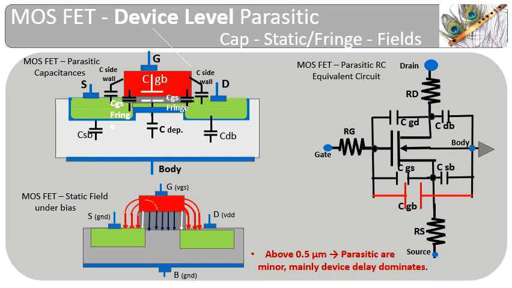Substrate coupling introduces noise and crosstalk between nearby devices on the same chip. Junction capacitances between diffusion regions and the substrate increase with area and doping. Leakage currents through the body diode and gate oxide degrade the static power efficiency.